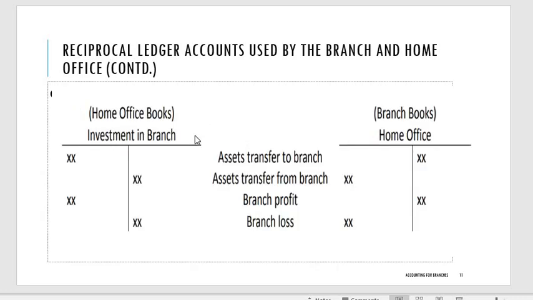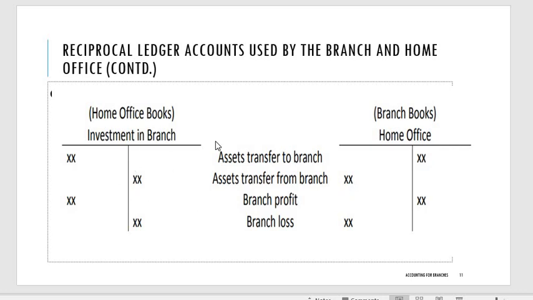Okay. In summary, the investment in branch account has a normal debit balance. Then, the home office account has a normal credit balance. So every time the investment in branch account is debited, the home office current account is credited. And every time the investment in branch account is credited, the home office current account is debited. If the investment account is increased, the home office current account shall also be increased. And every time the investment account is decreased, the home office current account should also decrease.